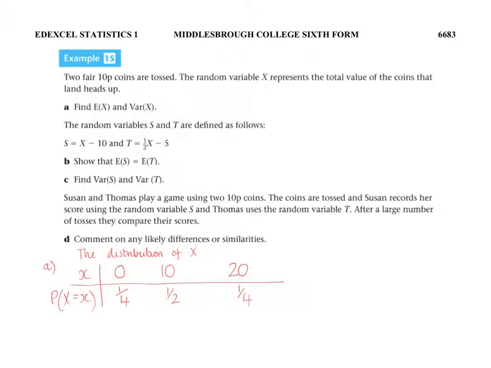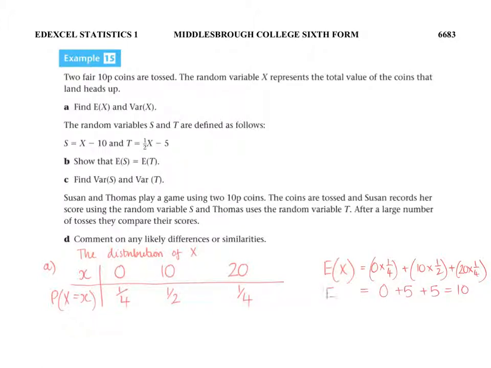Now if we want to find E of X, I don't particularly have to work that out. I think you can see here by symmetry that it lands right in the middle, so by symmetry it should actually be 10. But if we want to just make sure, it's going to be 0 times a quarter plus 10 times a half plus 20 times a quarter. So that would give us 0 plus 5 plus 5, which is 10.